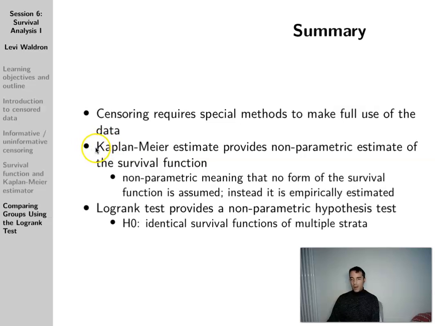You've learned about the Kaplan-Meier estimate to provide a non-parametric estimate of the survival function that is just based on the observed probabilities of survival at each time in the study. And by non-parametric, I mean that we haven't assumed any form of the survival function. We're just estimating it based on the observed data empirically. And finally, the log-rank test provides a non-parametric hypothesis test under the null hypothesis of identical survival functions in each of the strata considered in that test.